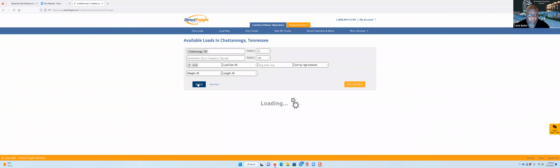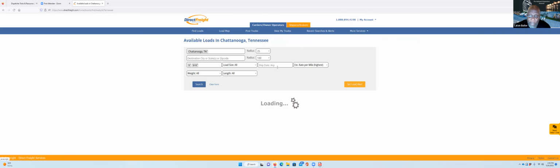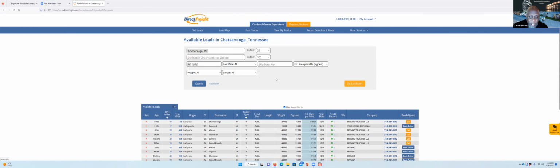I don't really do Bennett van, but let's say he's a dry van. I'm going to go ahead and search for a load. See what we've got in Chattanooga. Those are the dry vans right now. Did I hit where it said estimated rate per mile? Because I want to see what's paying what, right?